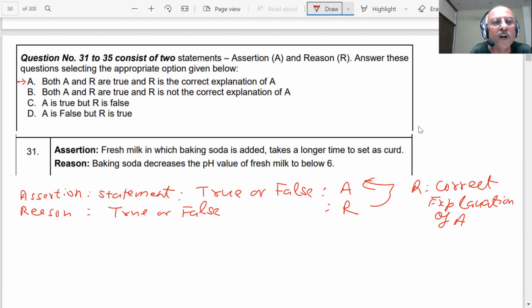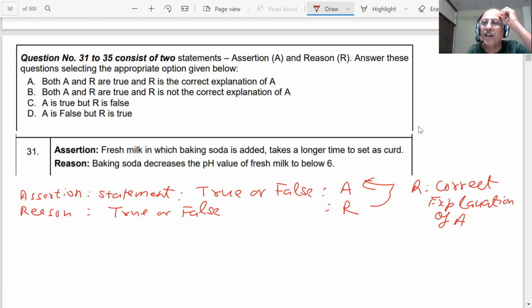And second, both A and R are true, but R is not the correct explanation. Then our answer is B. And if A is true but R is false, then the answer is C. If A is false but R is true, then the answer is D. The trick is that D is the easiest. Assertion false is only in one case, that is D. If assertion is false, we go to D straight away.